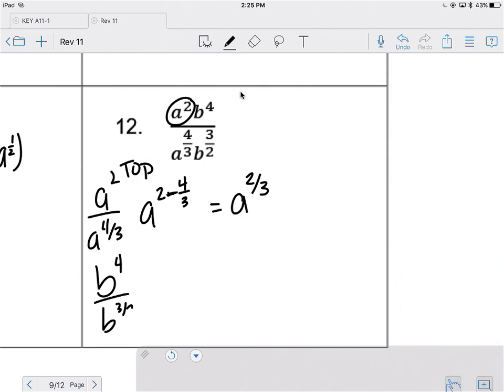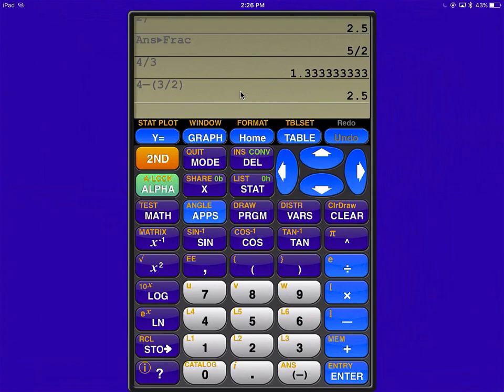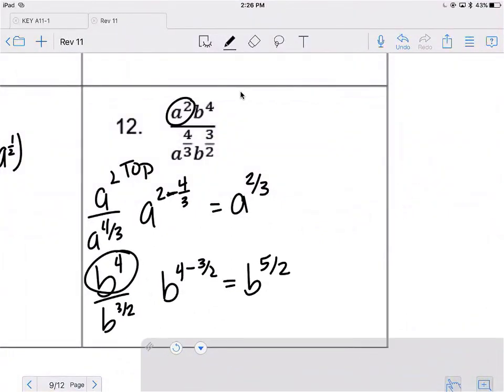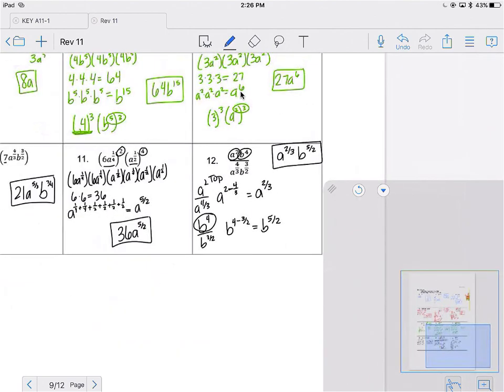With my b's, 3/2 is the same thing as 1.5. So 4 is bigger than 1.5. And so I subtract. Math, inner, and I get 5/2. This one also goes on the top because it was bigger on the top. So A to the 2/3 goes on top, and B to the 5/2 goes on top. Don't let those fractions trip you up. Treat them like normal things.